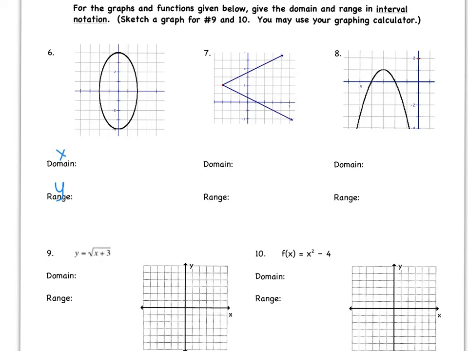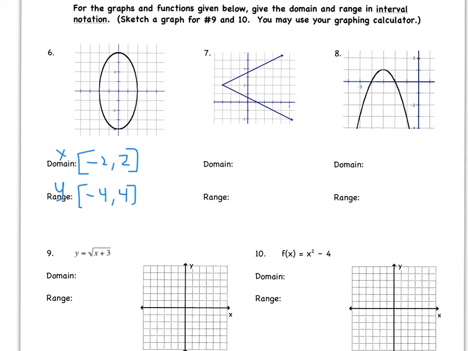So x is left, right, -2. And what's the highest that it goes to? +2. They are both included, so they both get brackets. Range is Y, so that's the up-down. What's the lowest the graph ever goes? -4. What's the highest it ever goes? +4. Both are included. Do you guys know what that shape is called? Ellipse. It's called an ellipse. Yes. Oval is the non-math term, like the everyday term. It's called an ellipse in math, though.